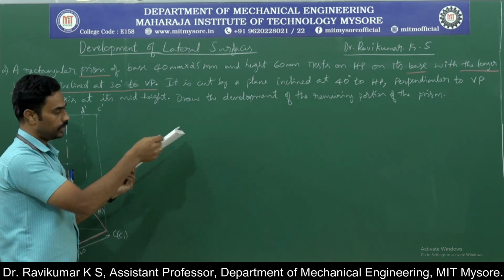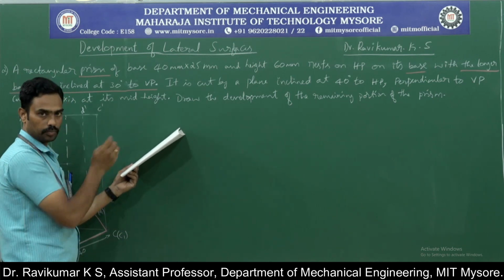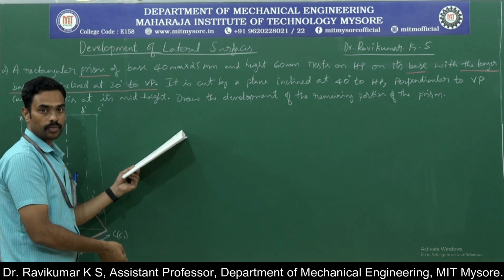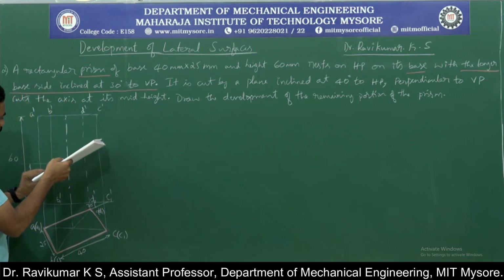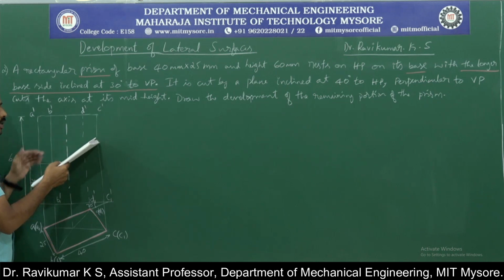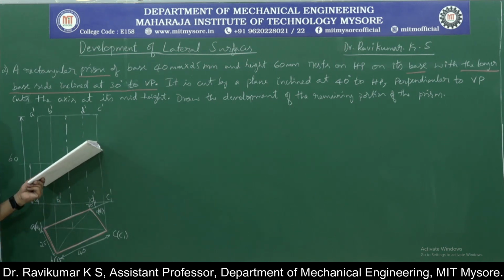the condition is given, which is 40 degrees to HP and perpendicular to VP. This is again perpendicular to the board. With respect to the horizontal plane, this is 40 degrees. So, it has to pass through the midpoint of the axis. That is what is given. So, from the midpoint of the axis, it has to chop off the solid something like this.